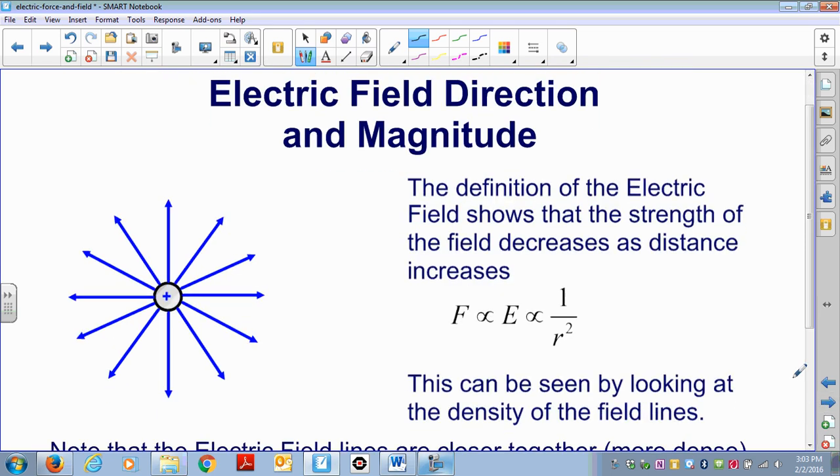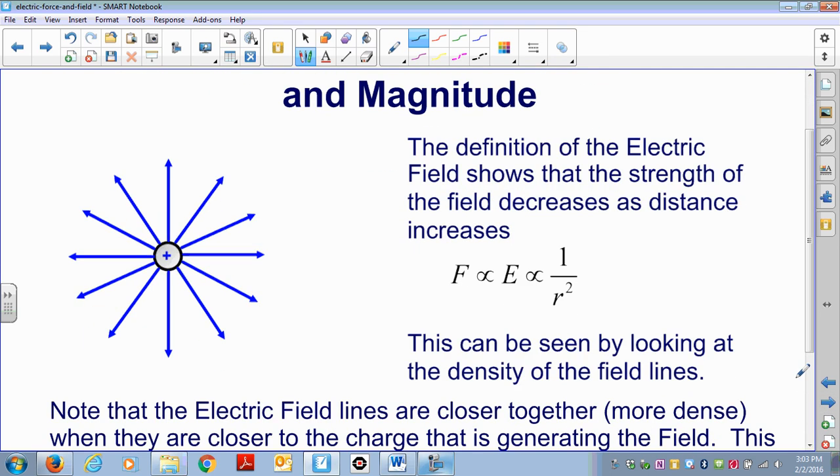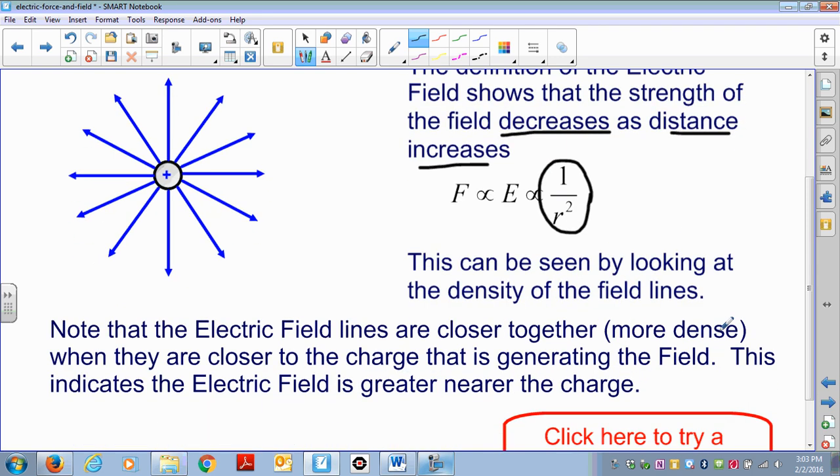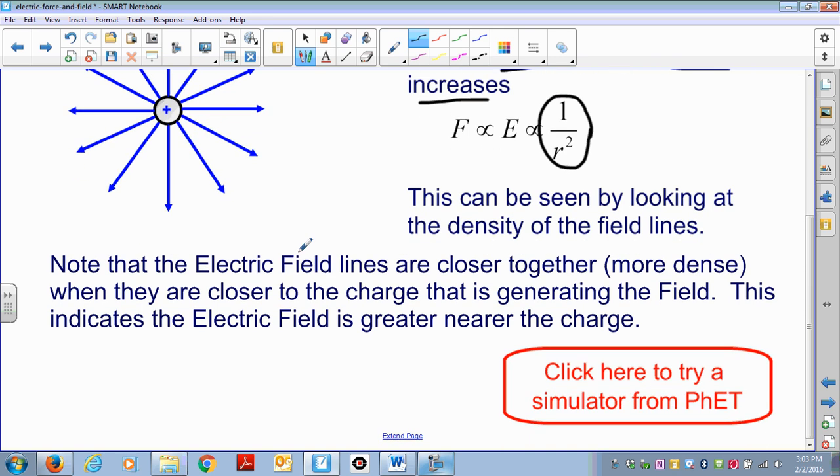The definition of the electric field shows that the strength of the field decreases as distance increases. In other words, it's an inverse square law. This can be seen by looking at the density of the field lines. Notice that here, as you're closer to the object, they're more dense, and therefore it's going to be a larger field strength. As you move away, notice they're separated more and more, and that gives you a lower electric field strength.